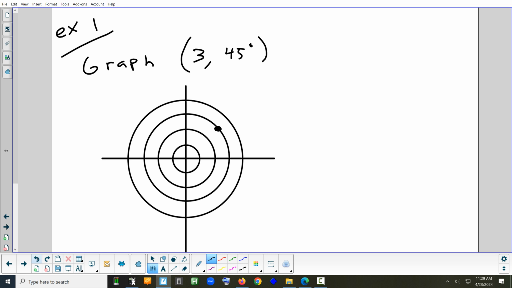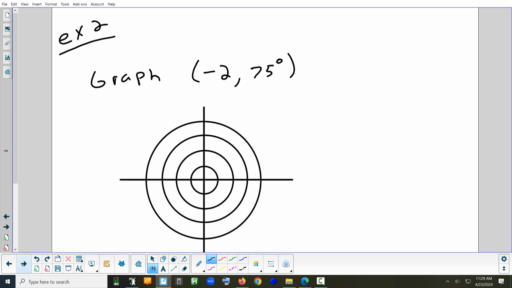And that's it. That's how you graph 345 degrees. Any question on that? Okay. So let's try -2, 75 degrees.